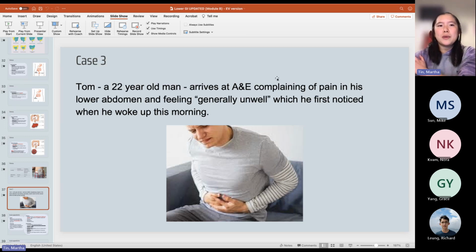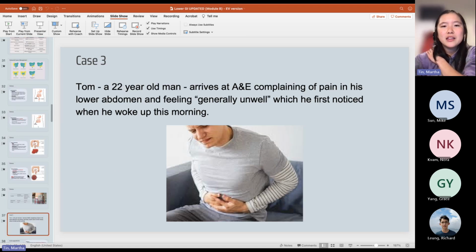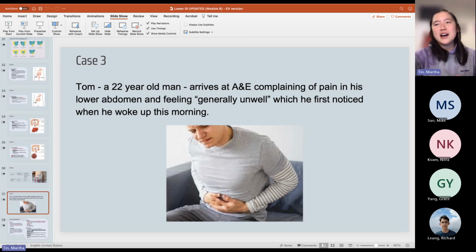So let's talk about this case. A young man arrives in A&E, and he's got pain in the lower abdomen, feeling generally unwell when he woke up this morning. At this point, this is very vague. There are lots of questions we might want to ask, and our differentials might include anything from gastroenteritis, appendicitis, maybe IBS, IBD, even something like diabetic ketoacidosis, that presents with abdo pain. You need to ask a lot more questions about his history.